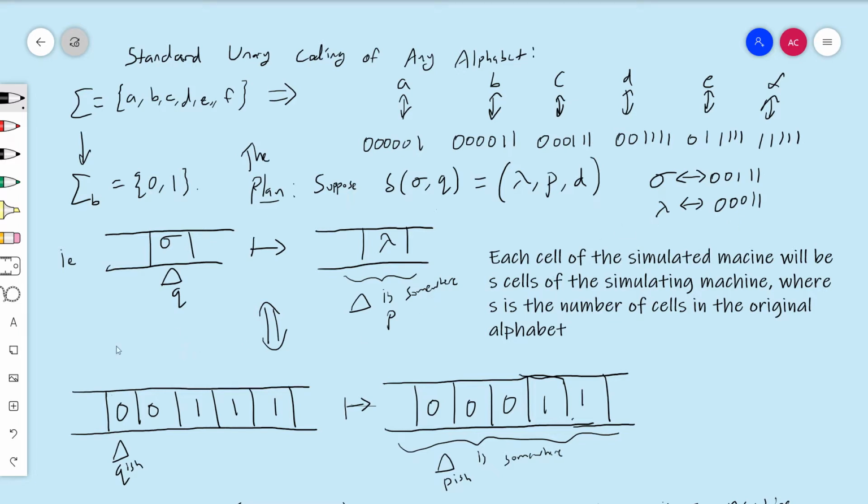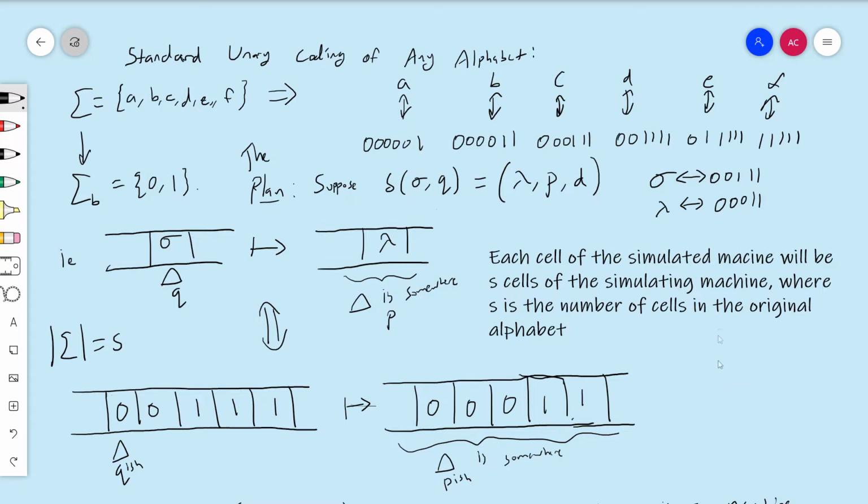And so the idea is that we're going to build a machine that simulates this transition. But it's going to be complicated because one cell of the original machine is going to correspond to S cells of the new machine, where S is the length of the arbitrary alphabet. So if sigma is the original alphabet, I'm going to say S is the number of symbols in it. So I'm going to have S cells to one cell, and that's what the game is going to be.